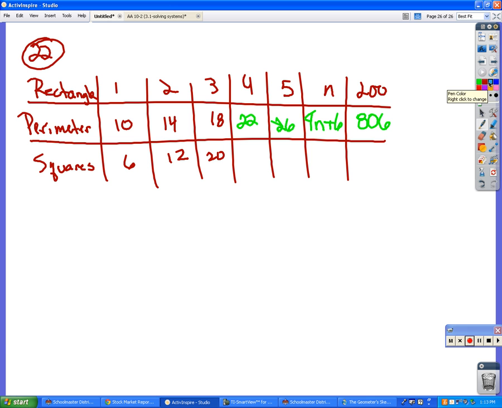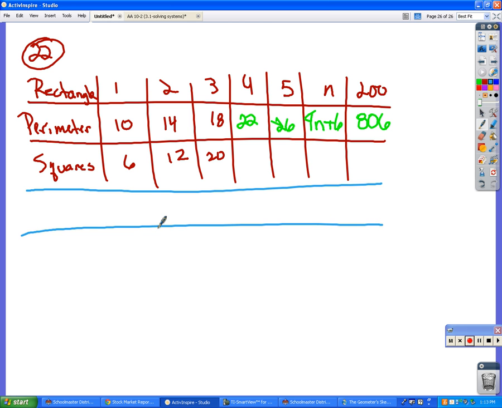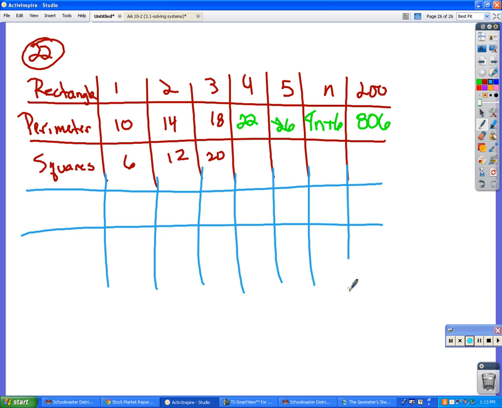The next part is where things get tricky, because in order to figure out how many squares are in each rectangle, we need to think about that as asking about the area of the rectangle. And how do you find the area of a rectangle? Length times width. So what I'm going to do is make 2 more little columns here and fill those in with the length and the width.